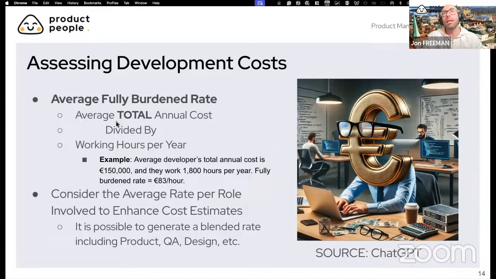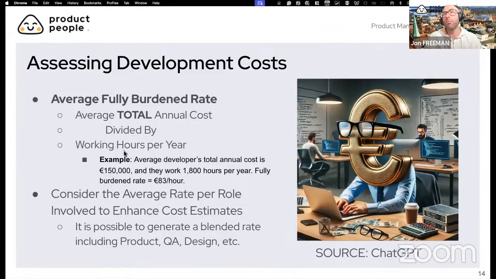So what this means is you're taking the average total annual cost of your developers, and that includes, let's say, the health insurance, depending on which country you're in. This could include trainings. This could include equipment, right? There's a bunch of different costs that are embedded, not just the salary, but there's more to it. Take that, divide it by the number of working hours per year.